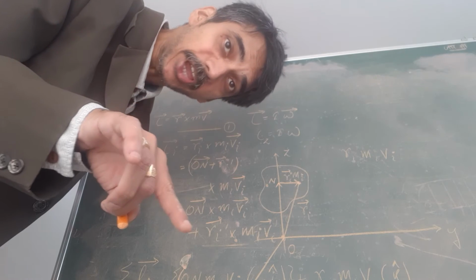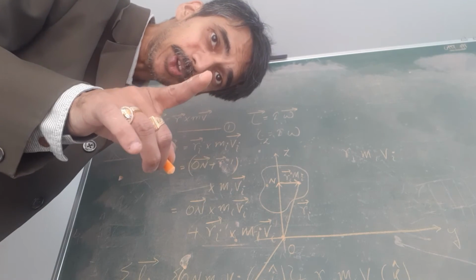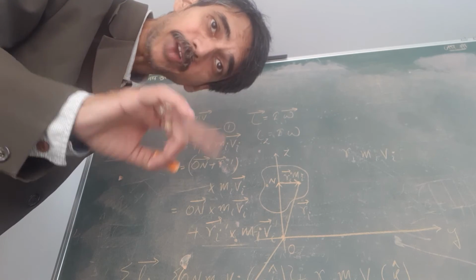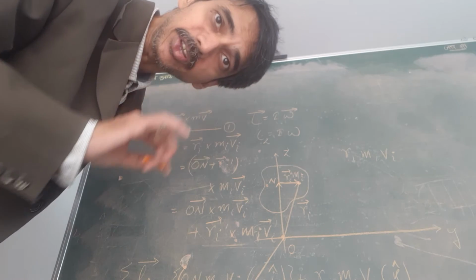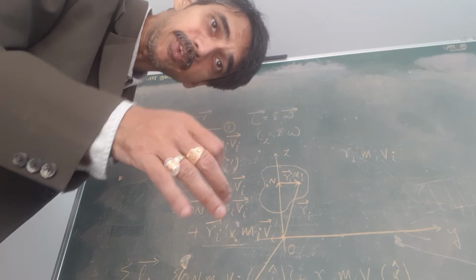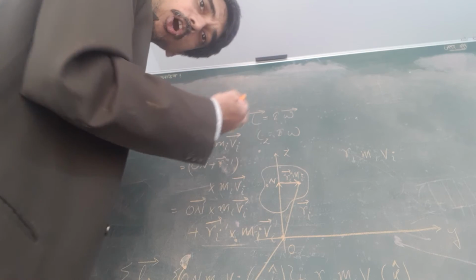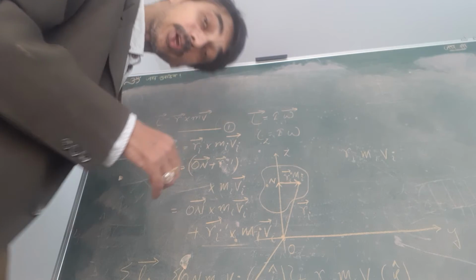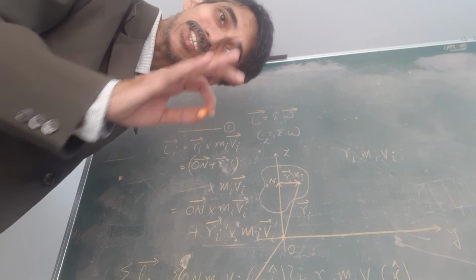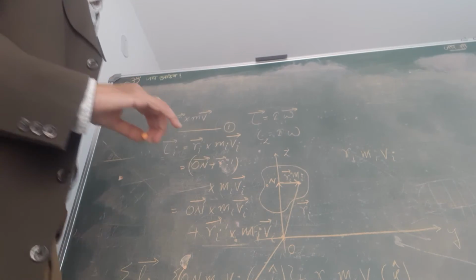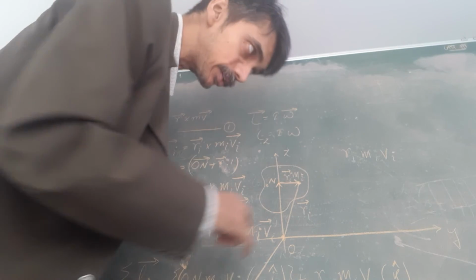Direction is not subjective. In the previous case, direction was subjective, which was the bone of contention. Here, direction is not subjective. Direction for every particle is along, for our case, as shown on board, along positive z, or you can say the axis of rotation. Let us see what we get when we sum it over all the particles.